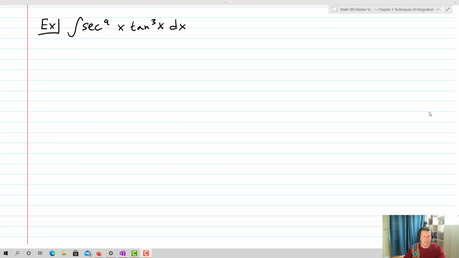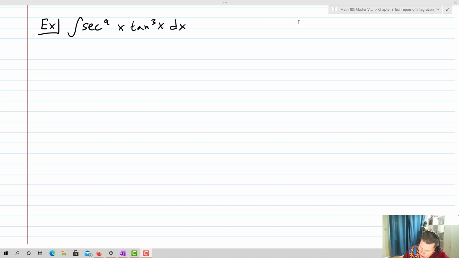So let's take a look at a different example. This time we're going to use secant and tangent. So what we want to do is remember what those derivatives are for both secant and tangent. I hope you wrote them down. And also remember that we're going to want even powers for both secant and tangent.